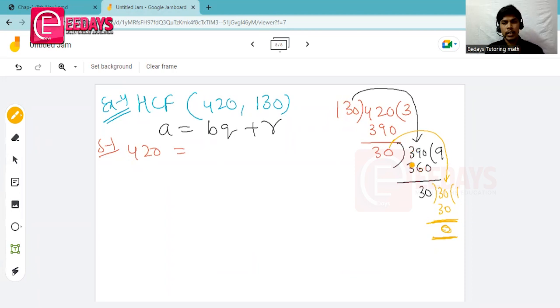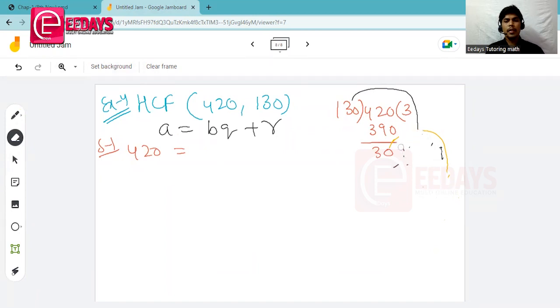I'm sorry, I took 390. Oh, I'm sorry. You just take 130 here. I'm sorry, everyone. So here you can take the divisor 130 comes here. The divisor 130 comes here. Okay. Yeah, let's do it here.